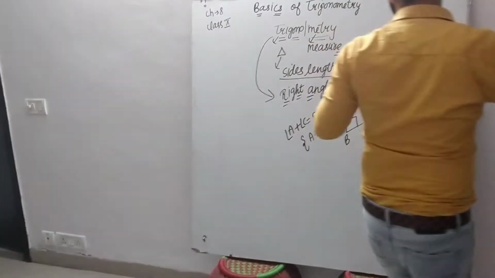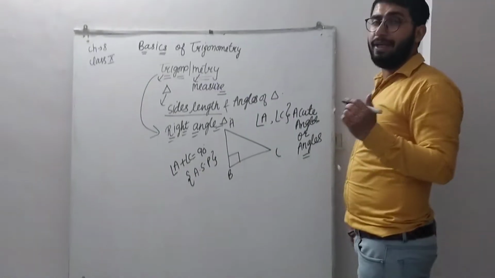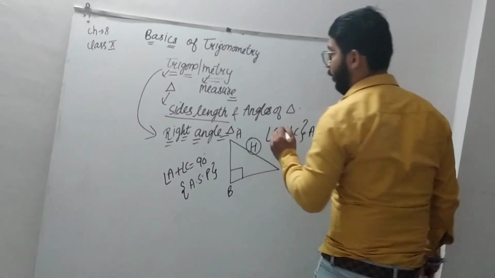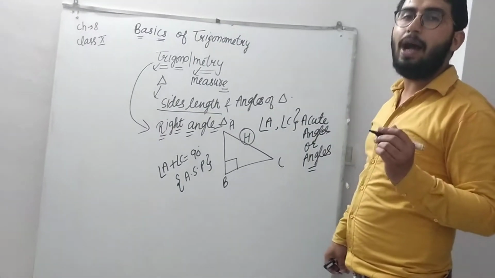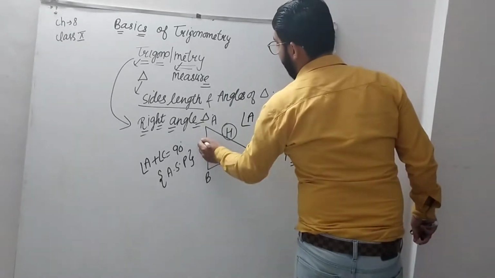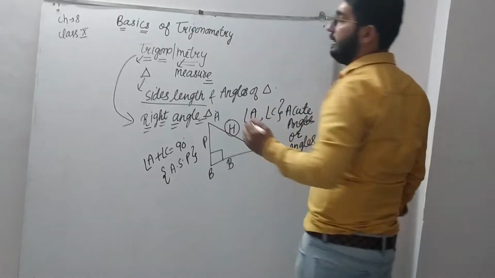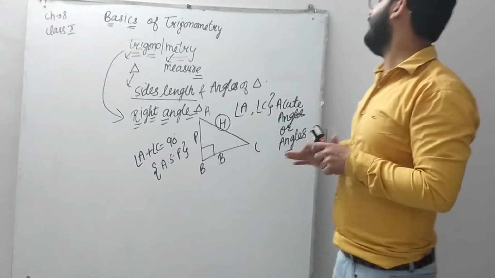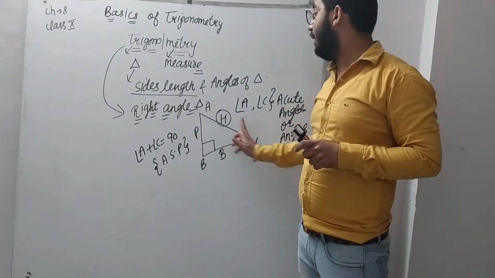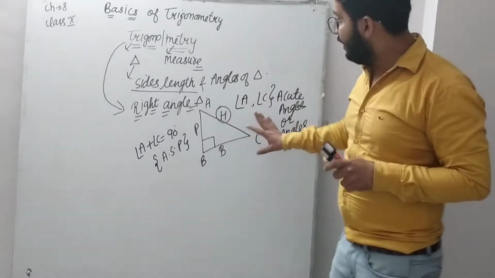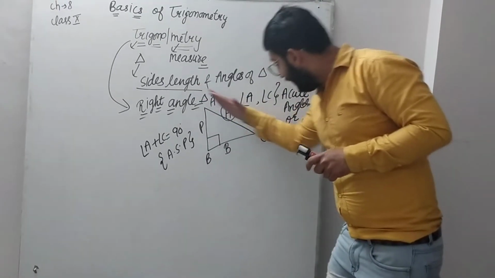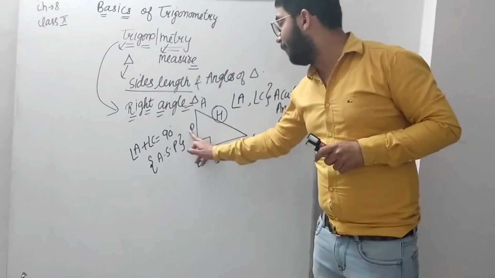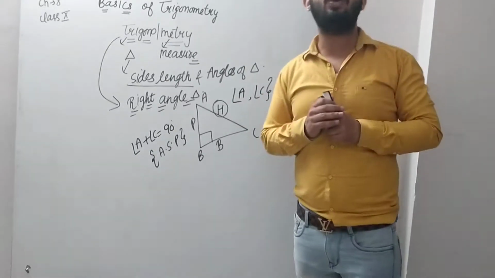Now, the three sides of the right angle triangle: the longest side is the hypotenuse. The remaining two sides are the perpendicular and the base. The longest side in any right angle triangle is called the hypotenuse, as it is the longest compared with the perpendicular and base.